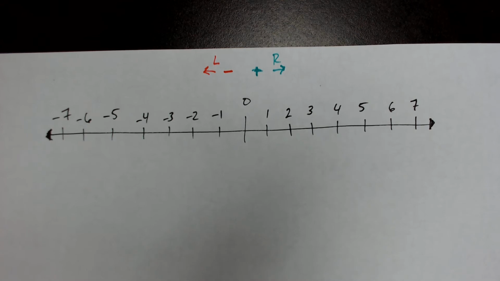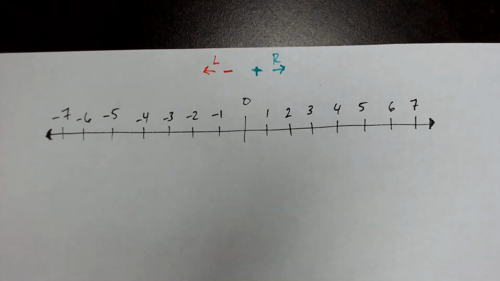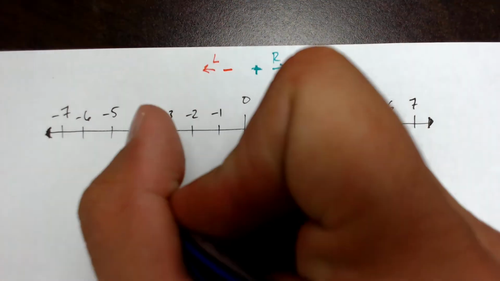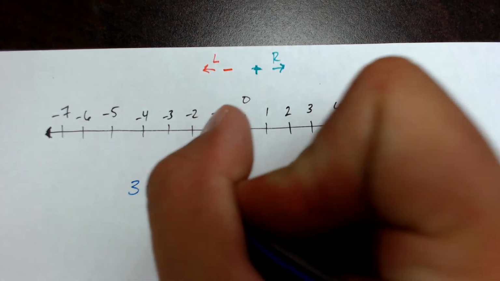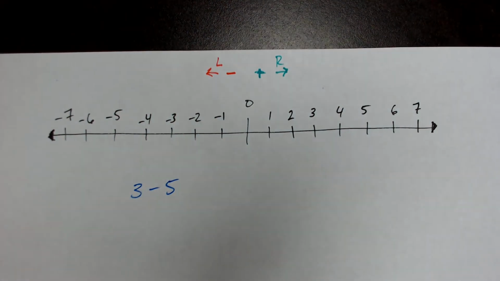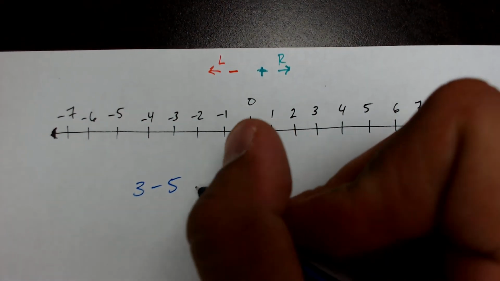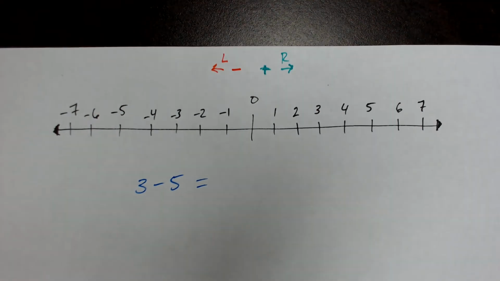Yeah. So remember, subtraction and negative goes to the left, addition and positive moves to the right. So with that in mind, let's do 3 minus 5. Now, some of you are saying this can't be done, or some of you are saying I've already done this. That's fine. We're going to go through the motions anyway.